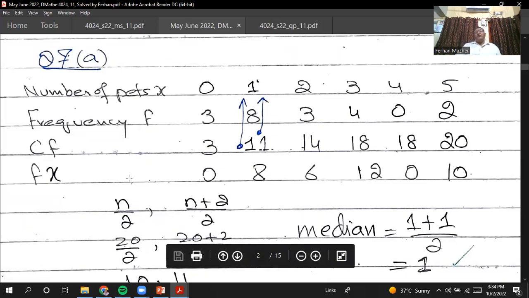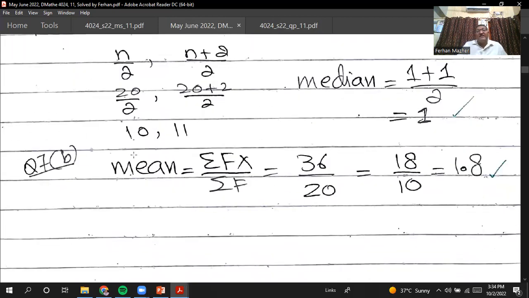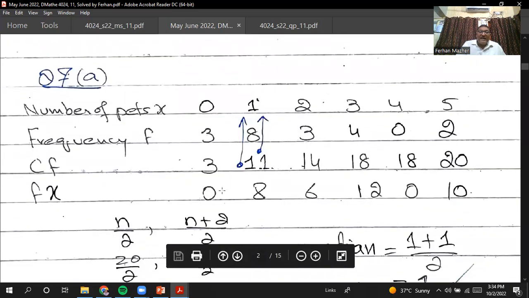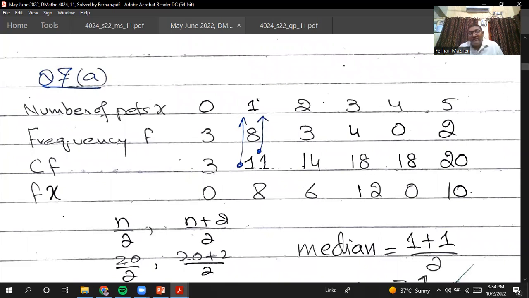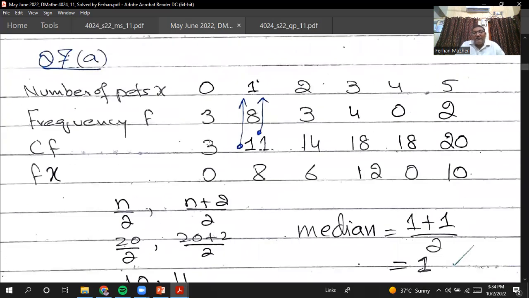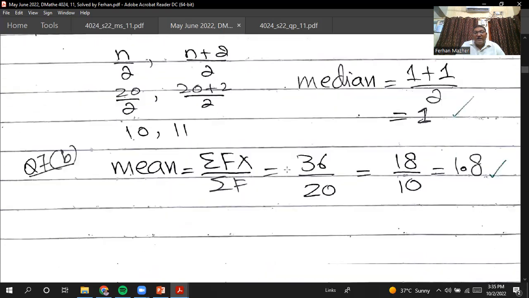The mean is equal to summation fx divided by summation f. So I will add all these fx values, 0 plus 8 plus 6 plus 12 plus 0 plus 10, and that will be equal to 36. And I will add up all the frequencies, 3 plus 8 plus 3 plus 4 plus 0 plus 2, and that will be 20.